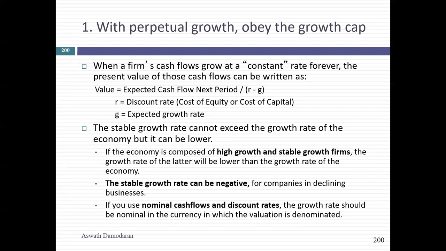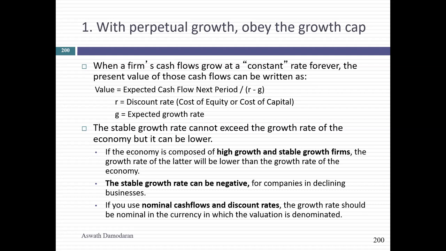Call these Buzz Lightyear valuations. You're going to go to infinity and beyond. You see, as G goes towards R, your terminal value is going to go to infinity. And then when G exceeds R, you've gone beyond. I don't even know what that beyond looks like, but I don't want to be there with you.